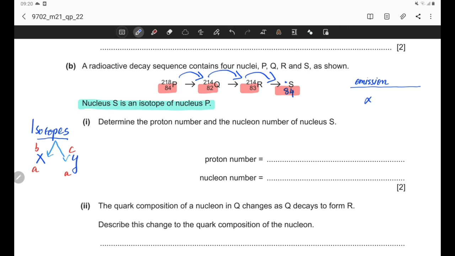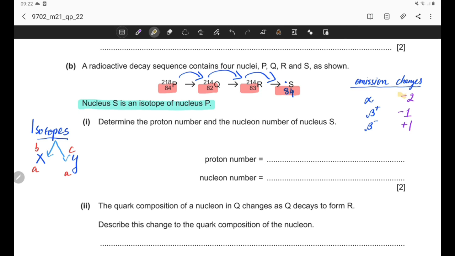The first one is alpha decay, then beta plus decay and beta minus decay. And we can look at the changes: what will happen to the atomic number during each emission. After one alpha decay, there will be a loss of two in the atomic number of the product. If it is a beta plus decay, there will be a loss of one in the atomic number of the product. If it is a beta minus decay, the atomic number will increase by 1 in the product.